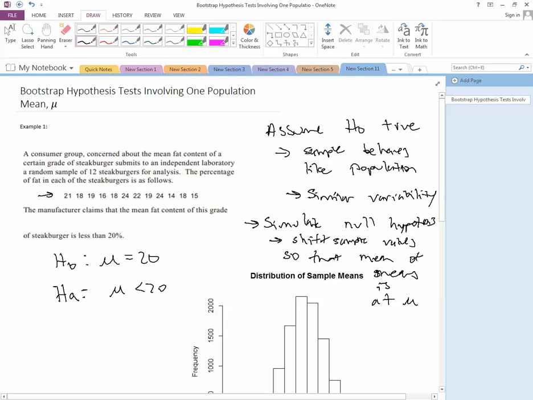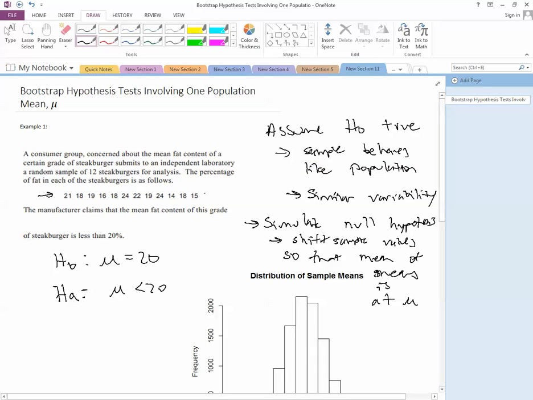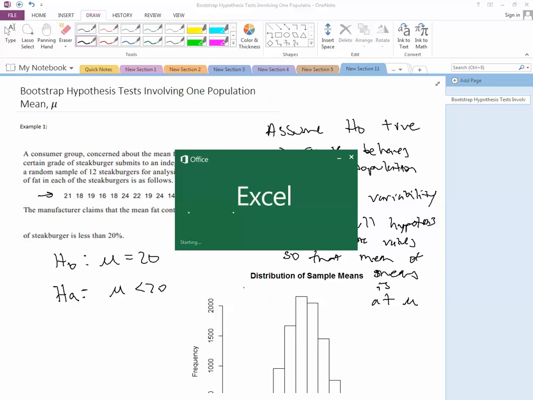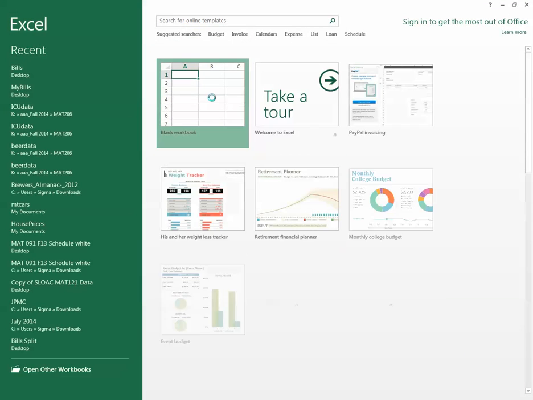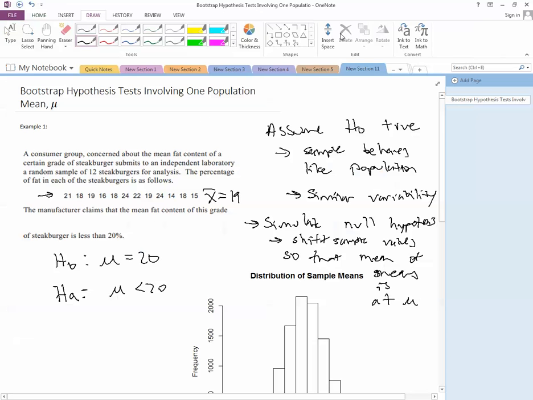Well, it's fairly simple. First of all, we need to compute what our mean is, and I've already done that here. The mean of this data set is 19, so x bar is equal to 19. I was going to open up a spreadsheet, but I'm going to use RStudio to do this.